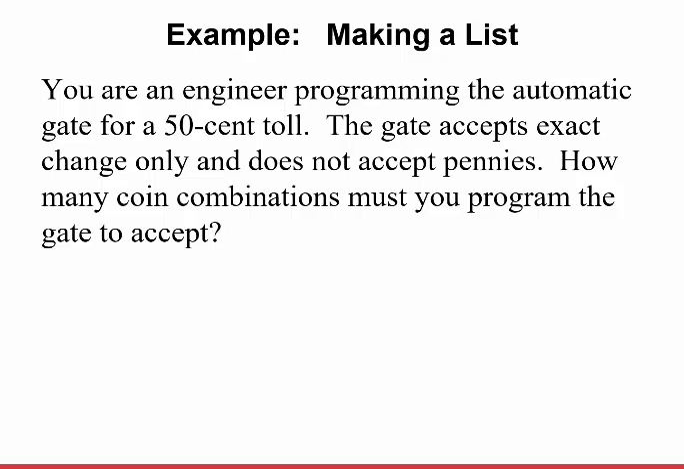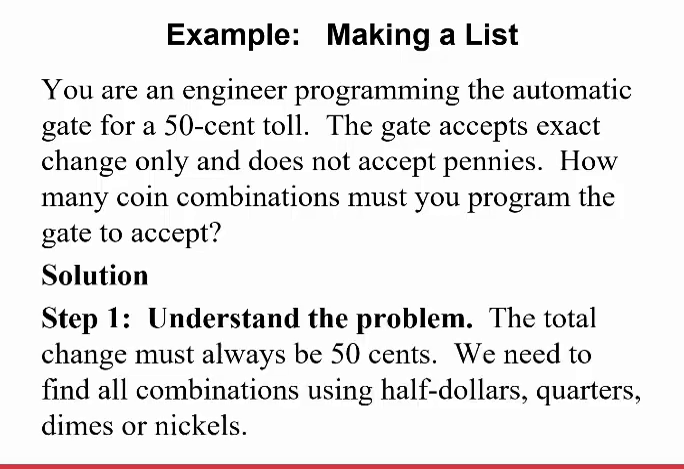For example, if someone throws in 2 quarters, that works out because that's 50 cents. If somebody throws in 5 dimes to pay for this gate, 5 dimes is 50 cents. That works out. Are there other ways to do this? All right, so we've got to understand the problem. The total change must always be 50 cents. So what it's asking is to find all combinations using half dollars, quarters, dimes, or nickels. You have to program all these in.